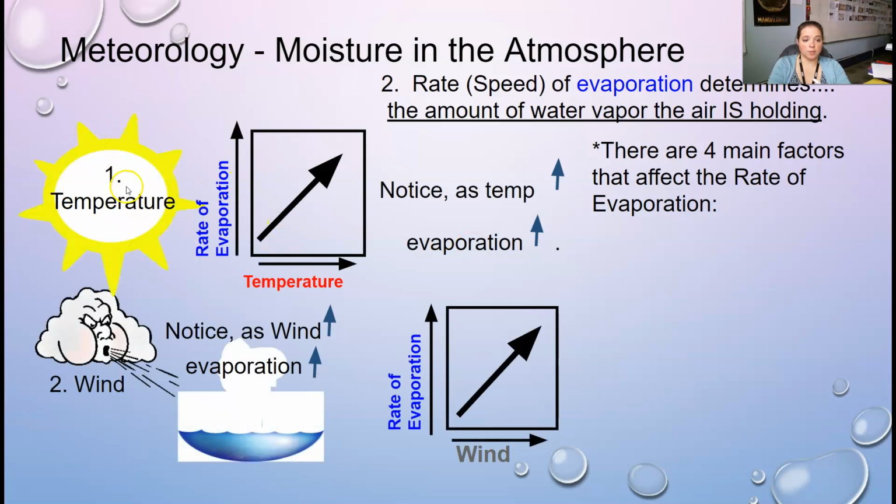So first is temperature. As the temperature goes up, the rate of evaporation goes up, the hotter it gets, right? So wind, as it gets more windy, evaporation goes a lot quicker. So if you've ever dried towels outside, if you throw your towel out and it's windy, it'll dry faster than if it was not windy.